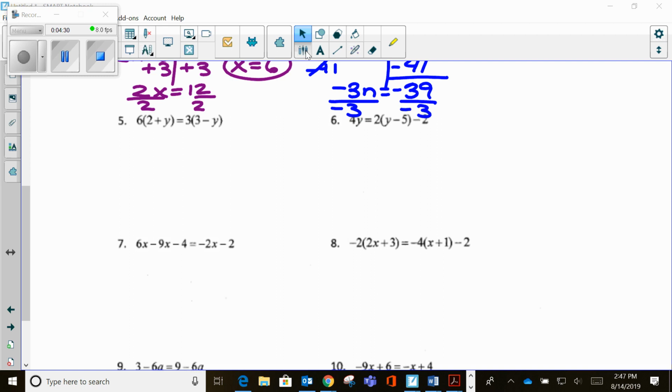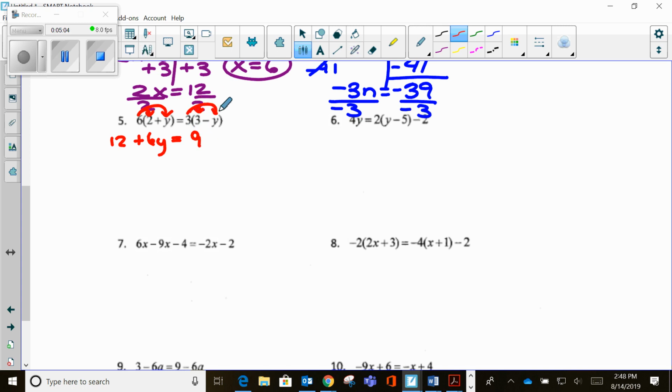The next problem is number 5. Number 5 says 6 times (2 plus y) equals 3 times (3 minus y). First question is, do you have distributive property? Yes, because I have parentheses. I'm going to distribute 6 times 2, which is 12, and 6 times y, which is 6y, equals another distributive property. 3 times 3 is 9. 3 times negative 1y would be a negative 3y. Draw your line down the equal sign.